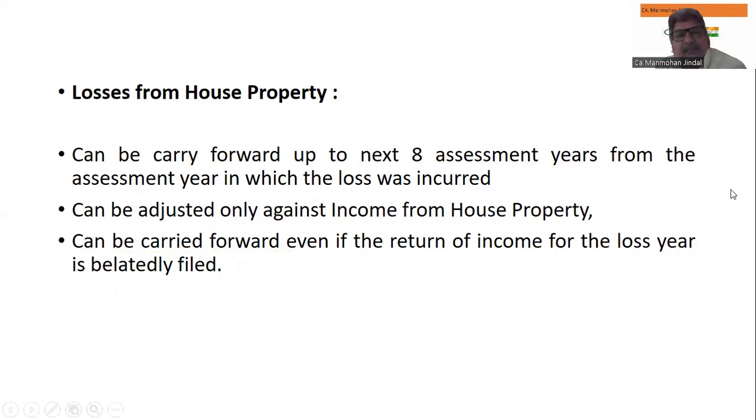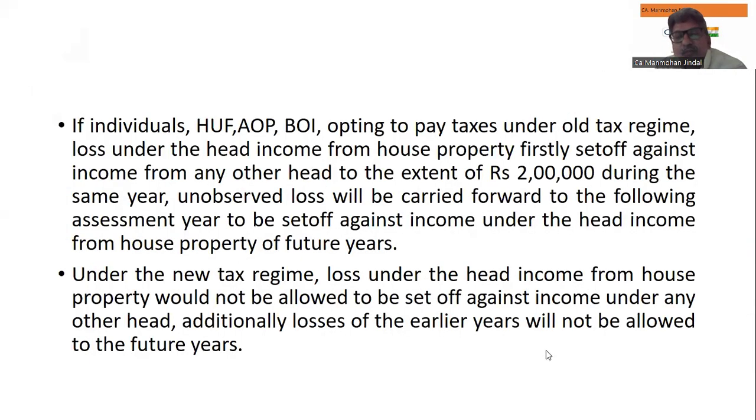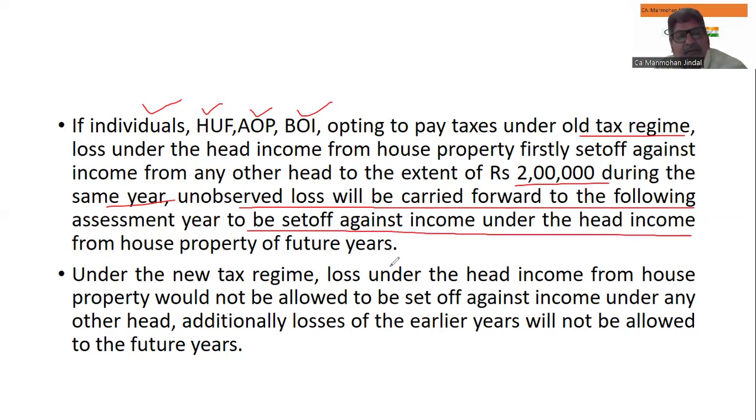of the coming years. Now, suppose an individual, HUF, AOP, BOI opts to pay tax under the old regime. Loss under the head of income from house property is first set off against income under any other head to the extent of 2 lakh during the same year. Unabsorbed losses will be carried forward to the following assessment years to be set off against the income under the head income from house property of the future years. तो future year में यदि house property income है तो उससे adjust होगा.